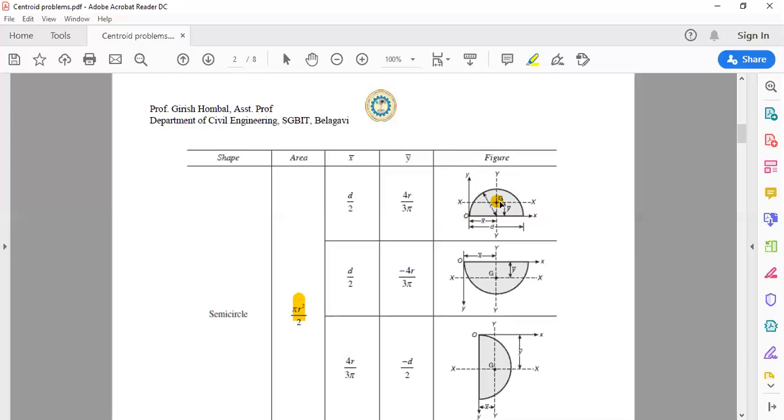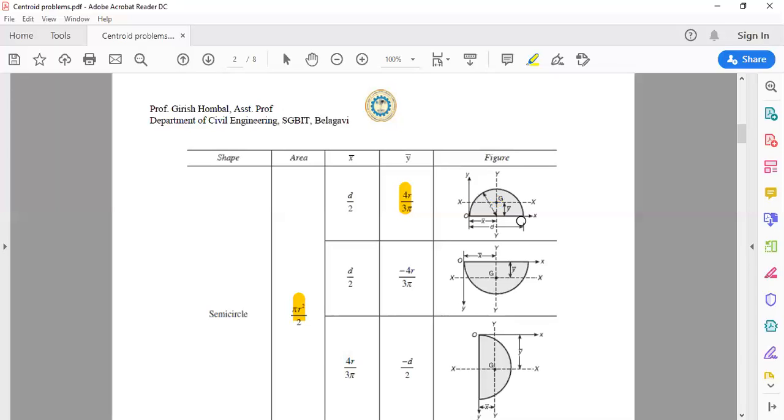So the distance of centroid when measured from diametrical axis of a semicircle is 4r by 3 pi, which is derived in the previous class. I repeat, the distance of centroid of a semicircle when measured from diametrical axis is 4r by 3 pi. Now these values of x bar and y bar are subject to the location of reference y-axis, x-axis and the semicircle being placed in this manner.